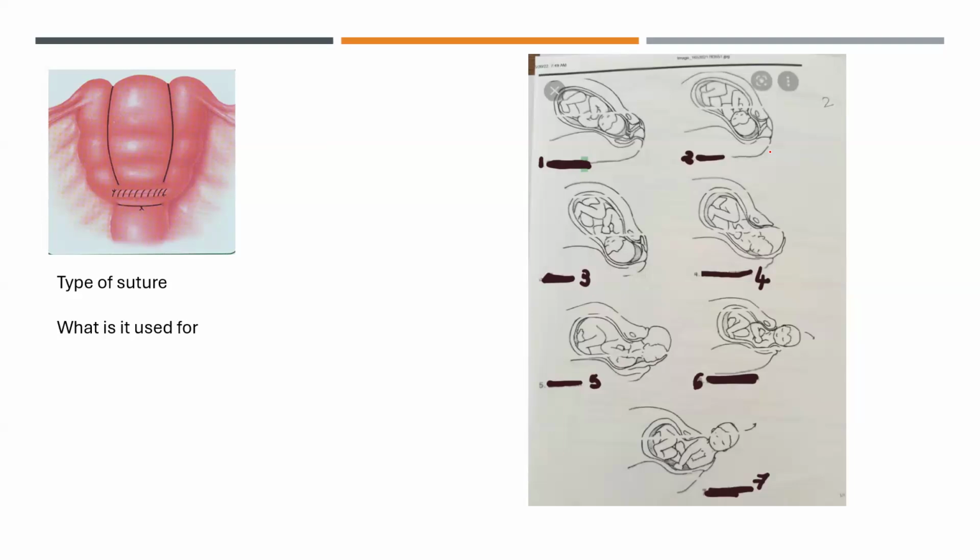Please label the stages of delivery. Very good, excellent, guys. Very good job. So we have 1, 2, 3, 4, 5, 6, 7. I want you to write each number and what stage of labor we're talking about based on the diagram. Okay, I'll give you guys a minute to do this.